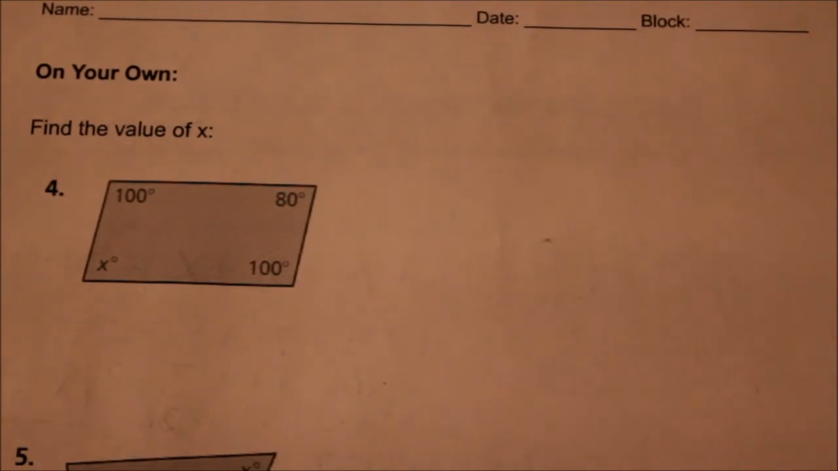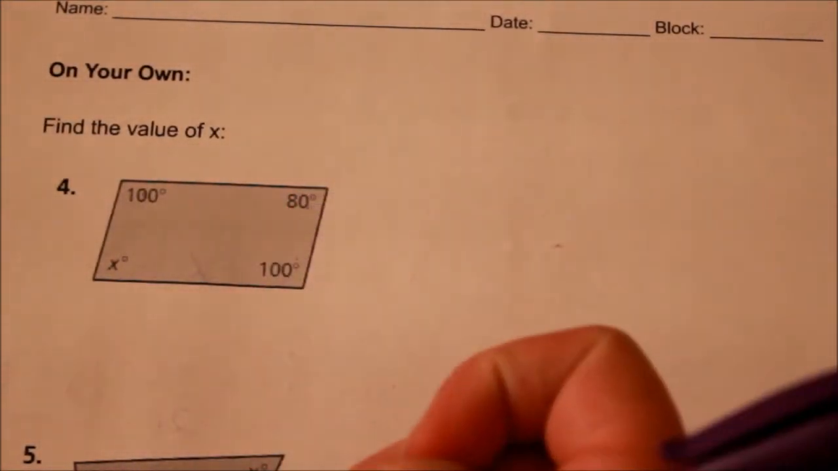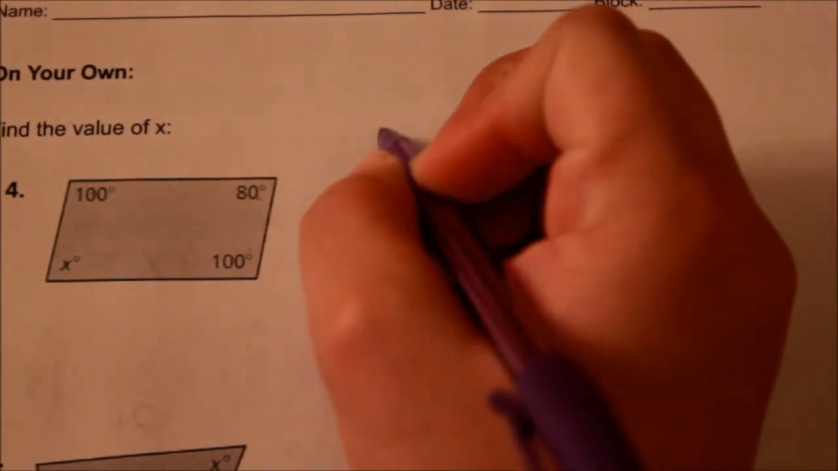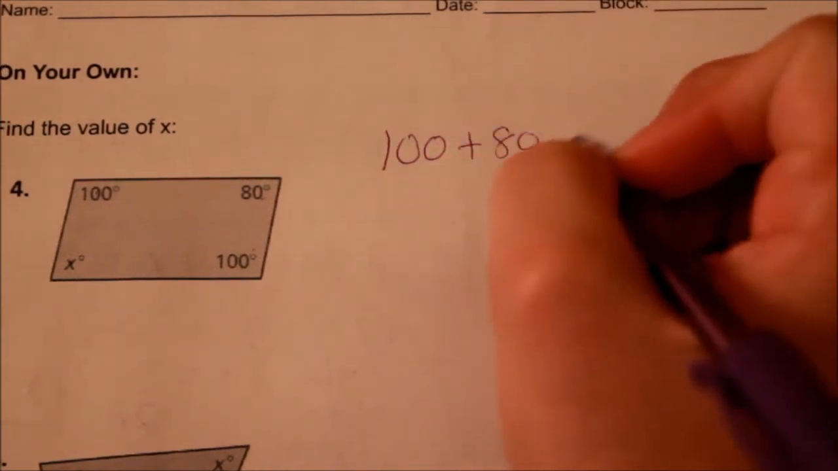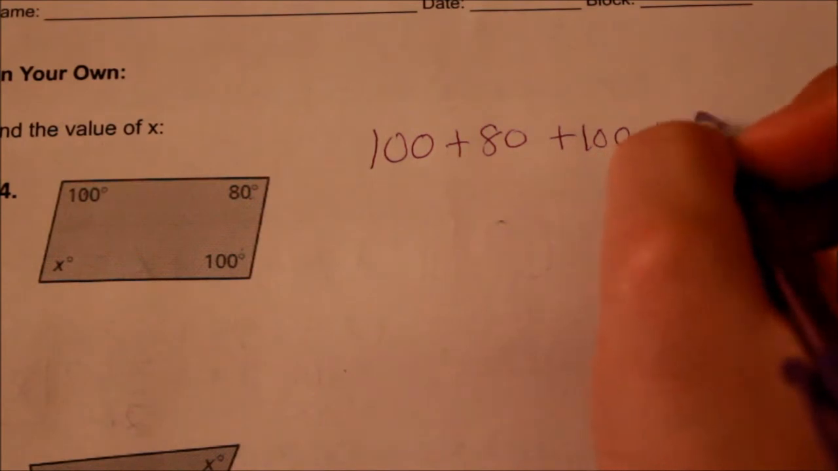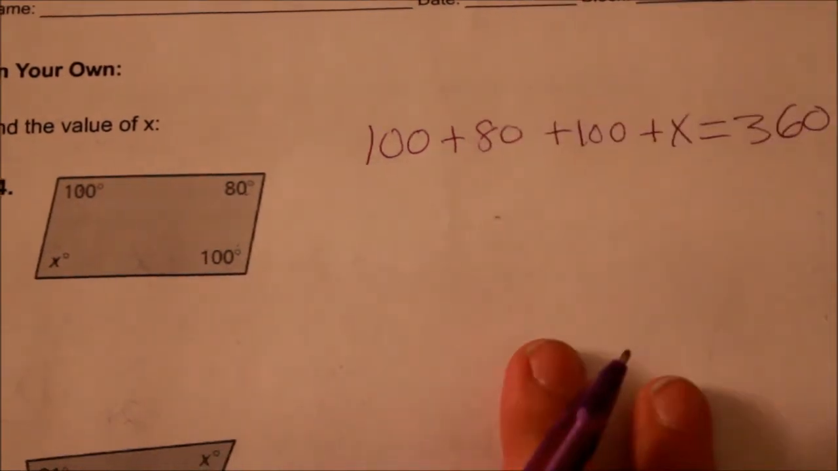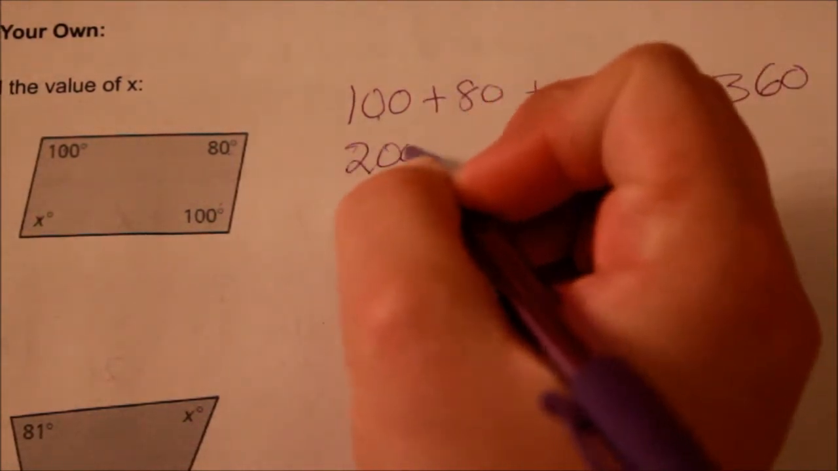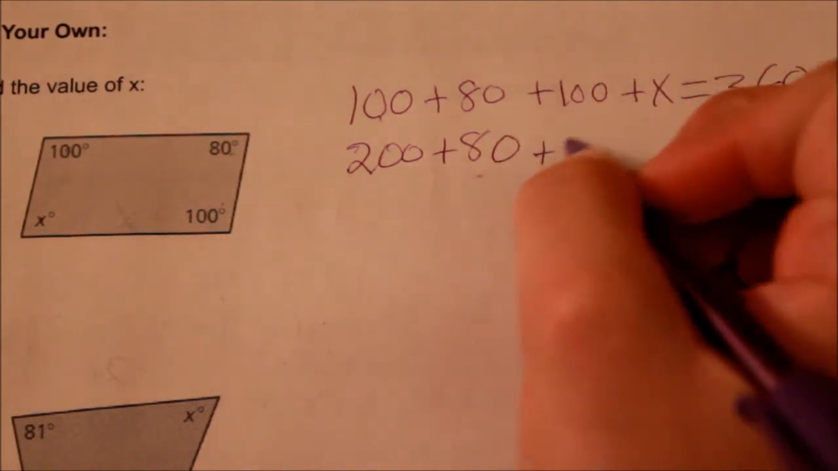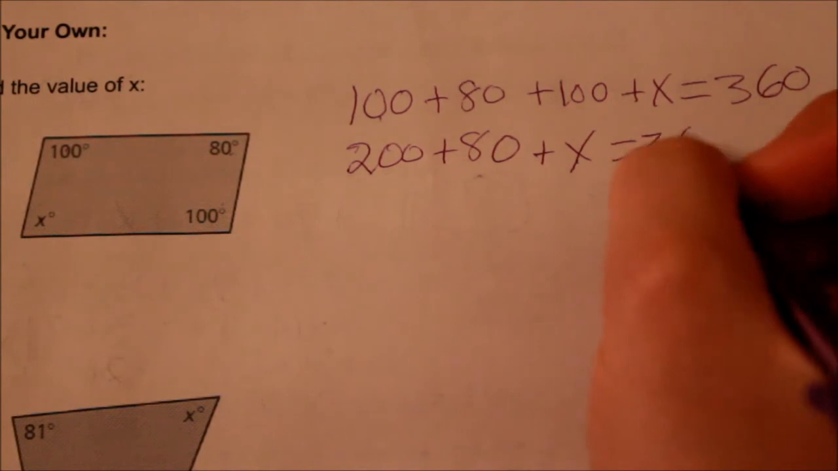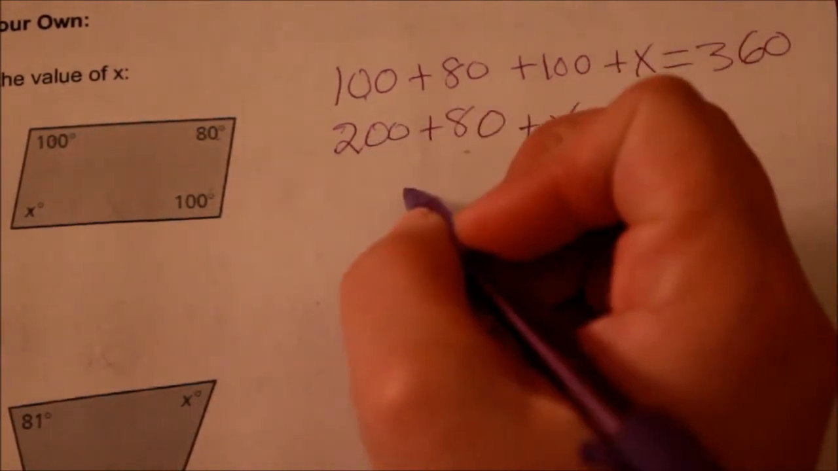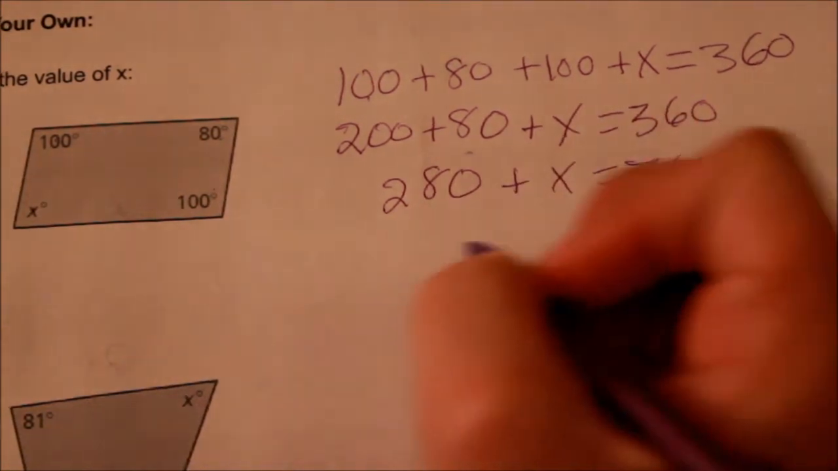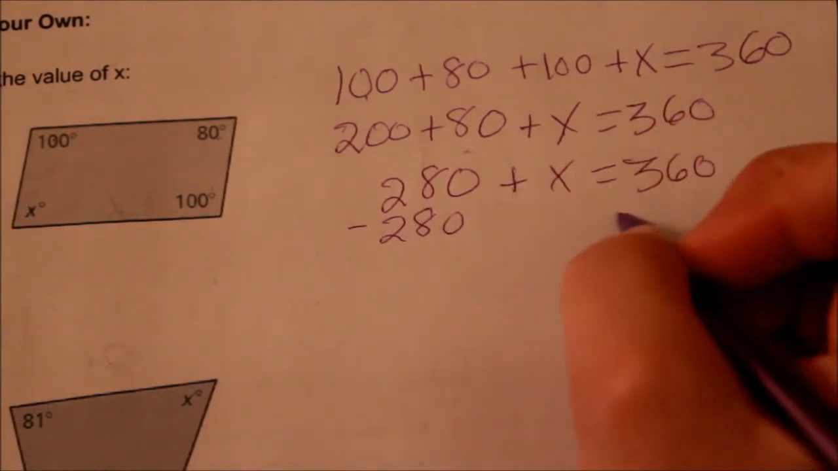Now, if we are finding the value of x, remember we're going to just add all of these together. So we're going to add up the angles and set them equal to 360. We have 100 plus 80 plus 100 plus x equals 360. 100 plus 100 is 200. 200 plus 80 plus x equals 360. 200 plus 80 is 280 plus x equals 360. Then we're going to subtract 280.